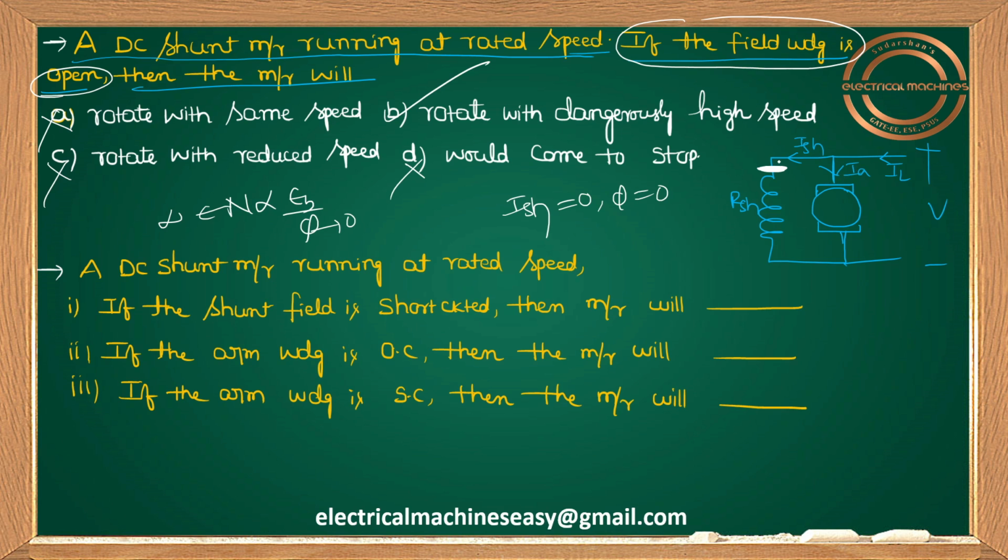So to be frank, if the field winding is open circuited, your flux becomes zero. So flux becomes zero here, so N becomes infinite. It runs with dangerously high speed. Your option is B. Option B is the answer for this question.